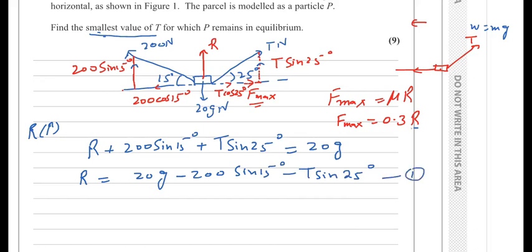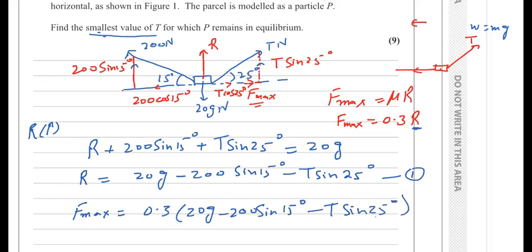This is the value of R. We can put here this value of R to get F maximum. So F maximum in that case will become 0.3 into 20G minus 200 sine of 15 minus T sine 25 degree. This is F maximum. Let's say this is equation number 2.